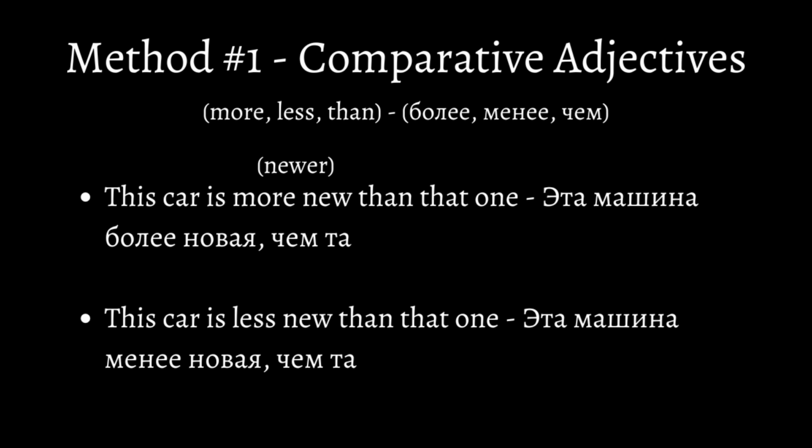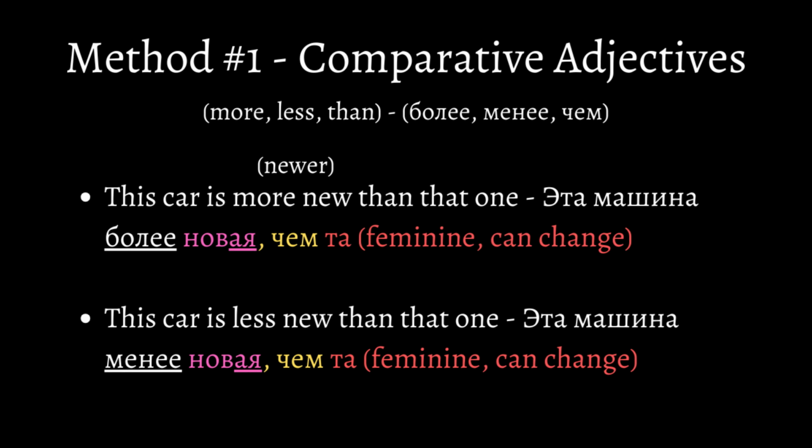Here are two useful phrases. This car is more or less new or newer than that one. Эта машина более or менее новая, чем та. Once again, we're using the conjunction чем placed after the adjective and following a comma. The comparison in the end, та, is the feminine way of saying that one, in the nominative.